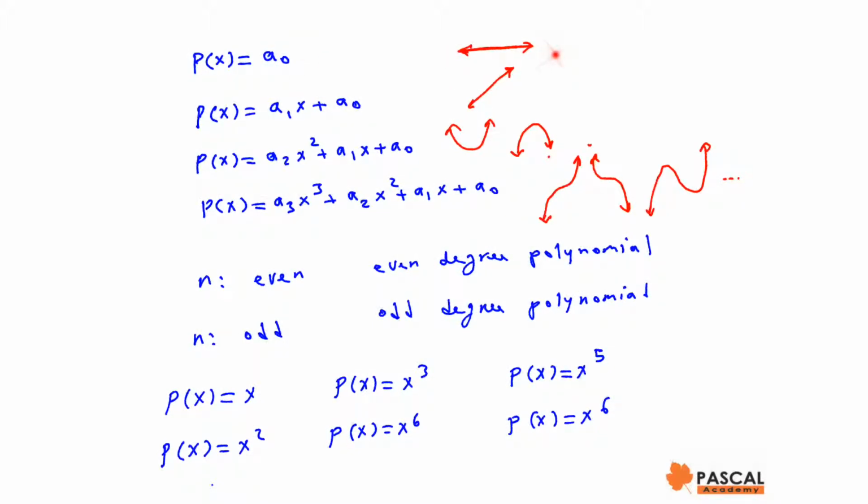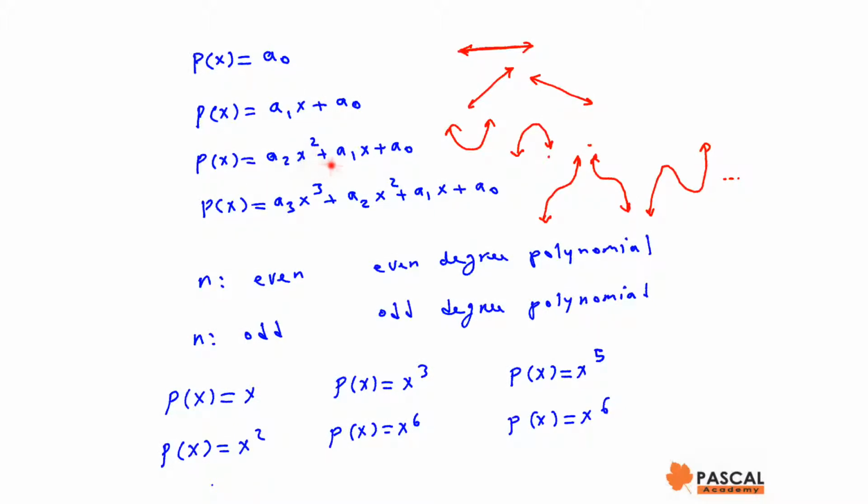The graph is a horizontal line. P(x) = a_1 x + a_0 is called a linear function. The graph is a line with the slope of a_1. If a_1 is positive, when we move from left to right, it's moving upward, and if a_1 is negative, it's downward.